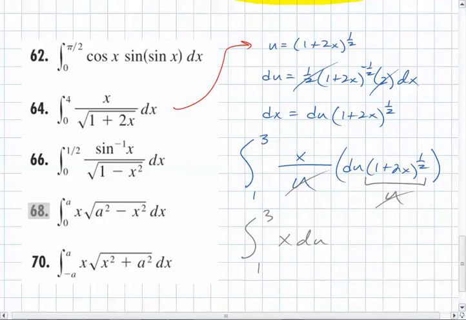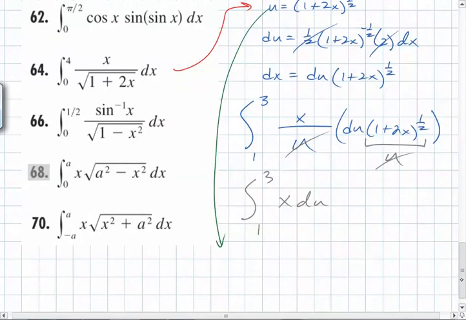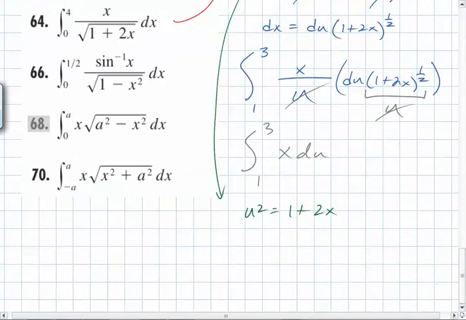Solve for x. Yeah, let's solve for x up here. That seems like a cool thing to do. So what do you end up with? u squared is equal to 1 plus 2x. So 2x is equal to u squared minus 1. So x is equal to u squared minus 1 over 2. So you end up with 1 to 3 of what?